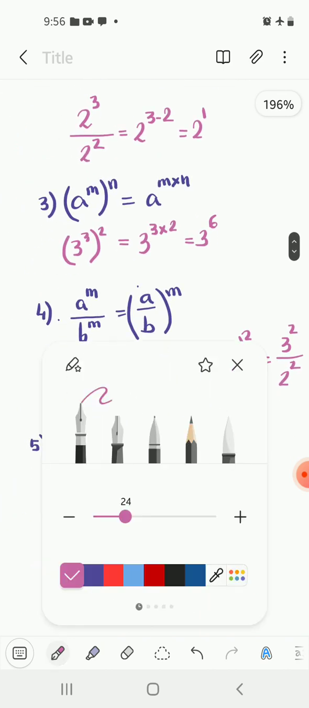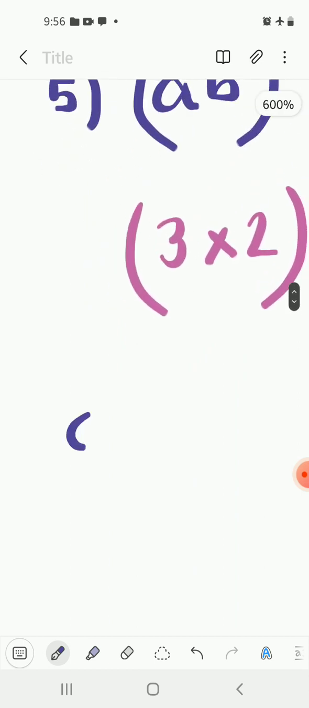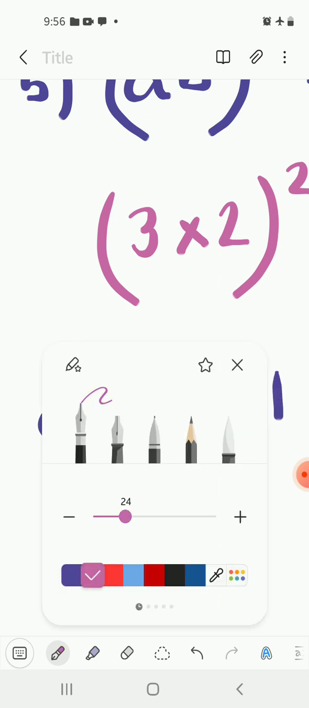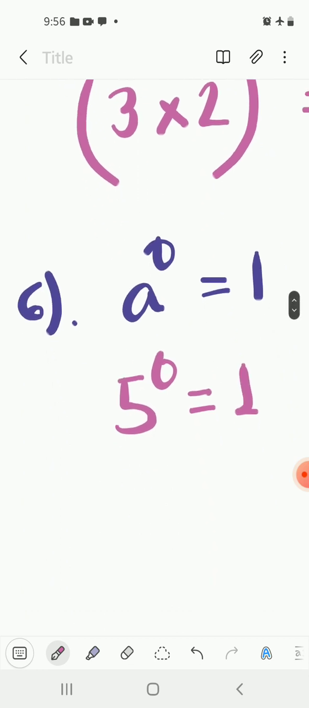Now we will move to law 6. Law 6 is very simple. Anything to the power 0 is 1. No matter what the number is. Let's take an example, 5 to the power 0, answer is 1. No matter how big or small the number is.